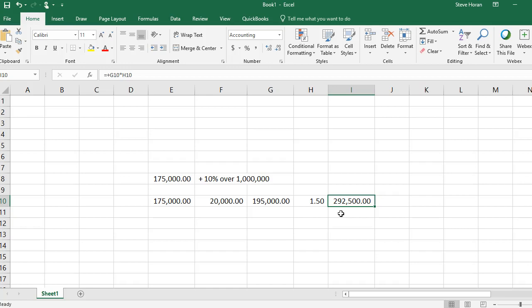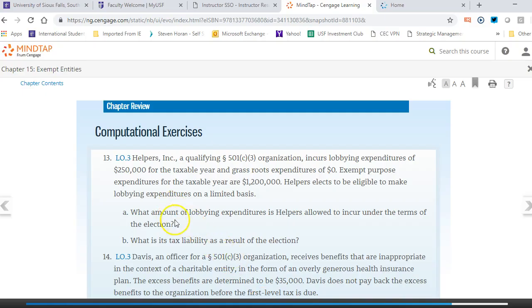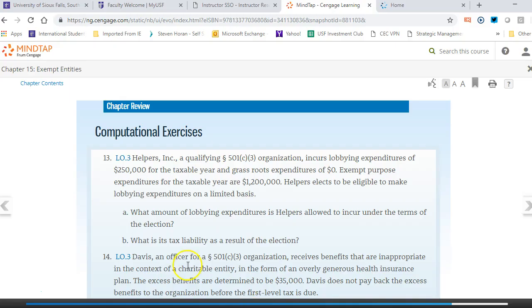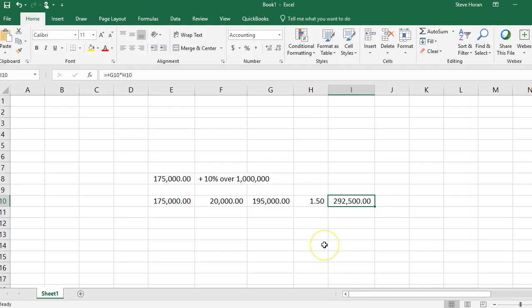So let's go ahead then. And question A, remember how it was worded. It said, what amount of lobbying expense is Helpers allowed to incur under the terms of the election? Basically, anything less than $292,500. That's essentially the answer. So anything under the number right here, $292,500. Then question B is, what's the liability as a result of the election? Basically, what's the tax that they will pay?